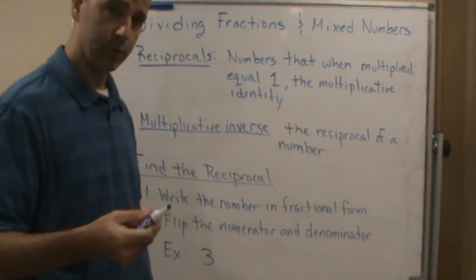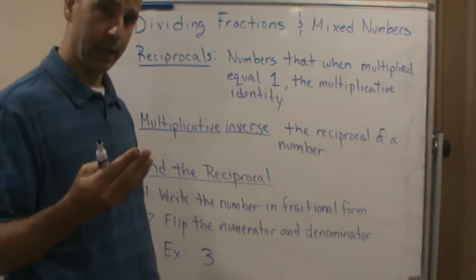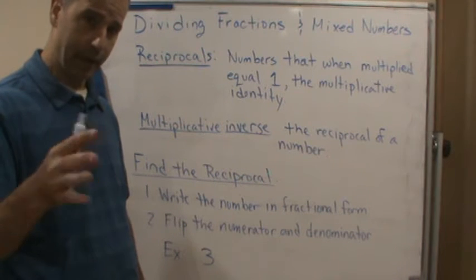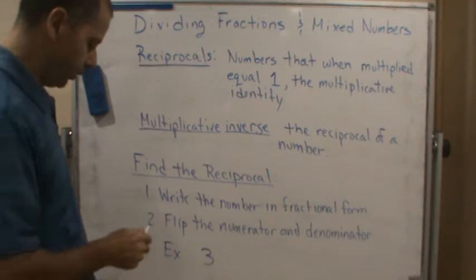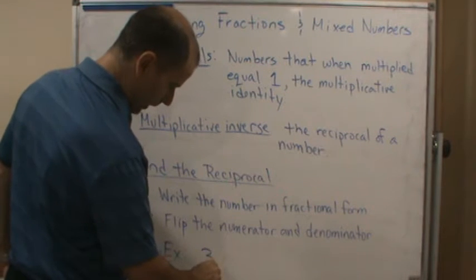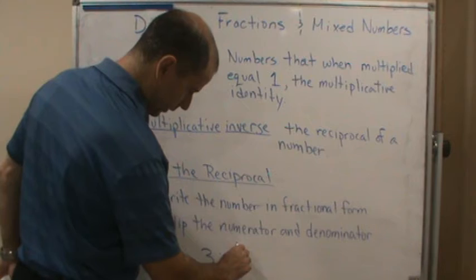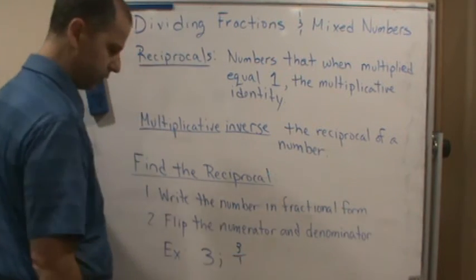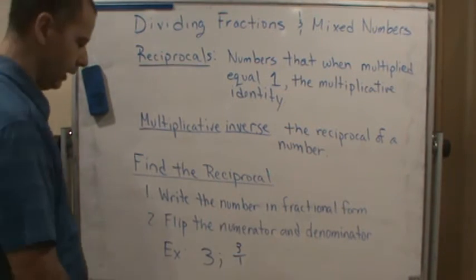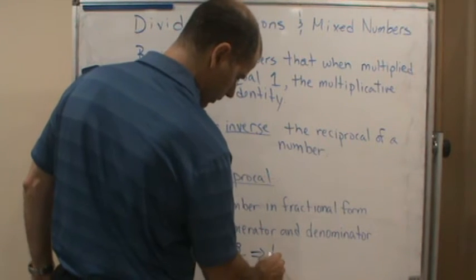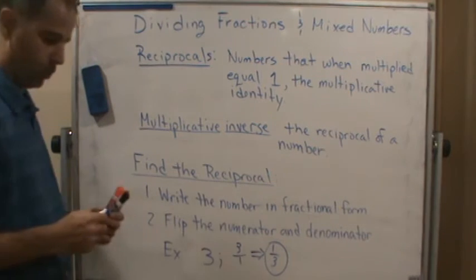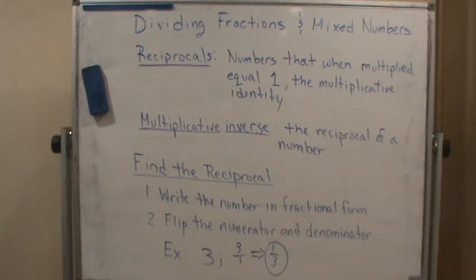One, we can ask ourselves, okay, what number do I need to multiply by to get 1? That will also work. But if you want to follow the steps, all you do to find the reciprocal is write 3 as a fraction, so 3 over 1, and then you flip it to 1/3. So 1/3 is the reciprocal of 3, or the multiplicative inverse of 3.